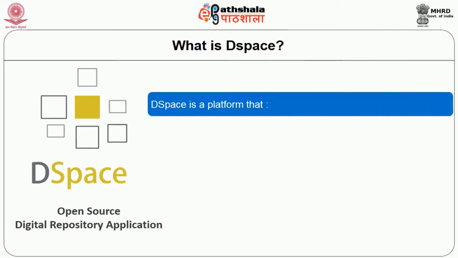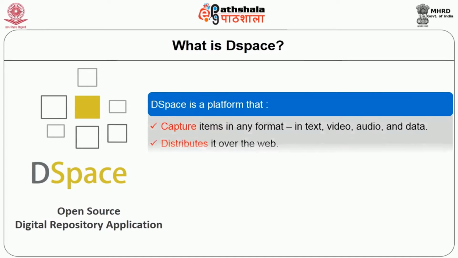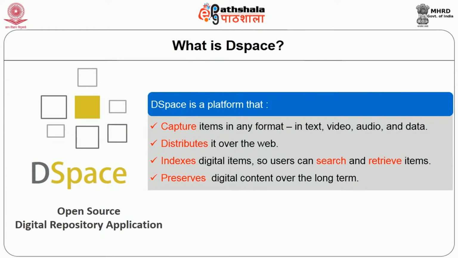So if you try for a definition, what does DSpace stand for? DSpace is to capture, distribute, search, retrieve, and preserve digital content. So capture digital items in any format. It could be text, video, data or data sets, maybe a little bit of software content, images, animations, any kind of content which you can capture, and it can be distributed over the web after indexing the content. And that is why DSpace is very popular.